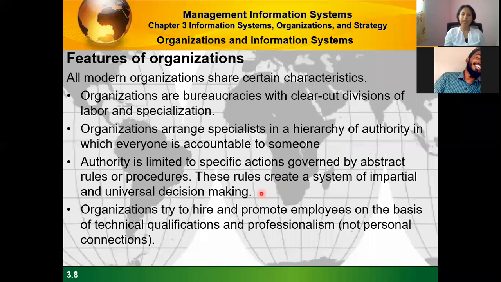Then the third one: authority is limited to specific actions governed by abstract rules or procedures. Now we understood there is a hierarchy, there is authority in this hierarchy, different levels of authority. Now this authority is limited to specific actions governed by abstract rules or procedures. The authority of an individual within an organization is limited to a specific set of actions which he or she is expected to fulfill and which are agreed by the rules and procedures within the organization.